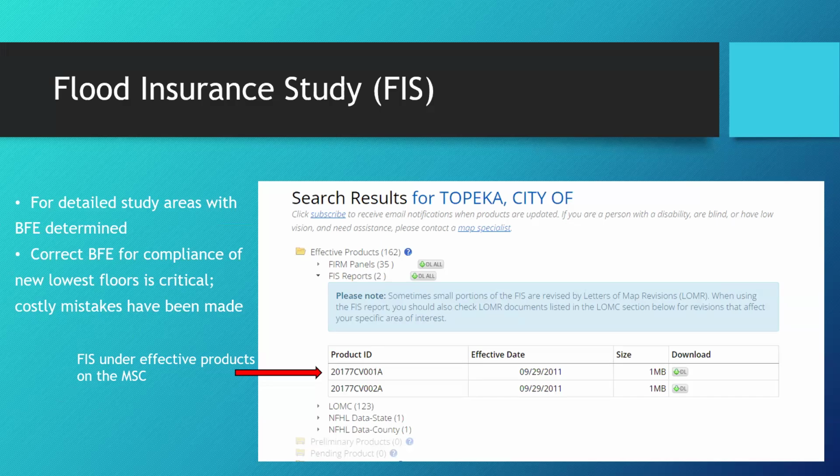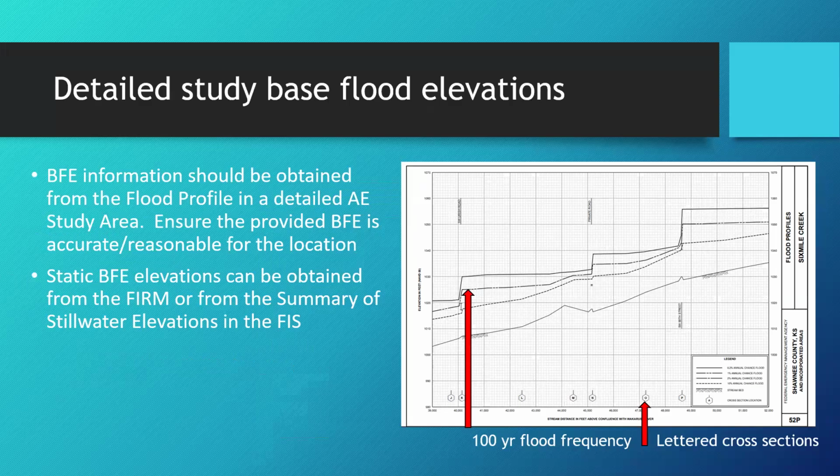If you're looking for the FIS, it's under effective products, and then it has its own tab there, FIS reports, and there it is. You can download it there, or you can even just open it up. You don't have to download it. If you go to the flooding source, these are the flood profiles that are basically towards the end of the report. You find the correct flooding source, and then you can find your location based on the cross sections that are nearest to it, so the upstream and downstream cross section of your property location.